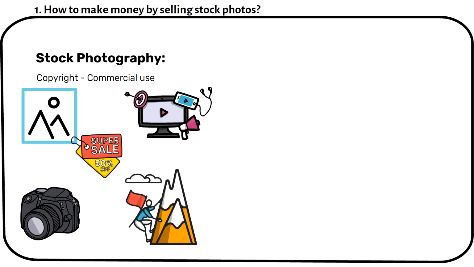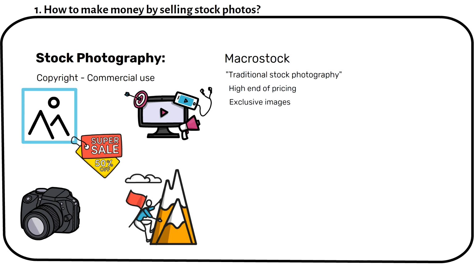There are in general mainly two types of stock photography. The first one is macro stock, which is generally known as traditional stock photography. Photographers using this operate in the high end of pricing and do exclusive images. The second one is micro stock. Photographers using this operate in the low end of pricing and inclusive stock photography. For this video we will focus on micro stock.